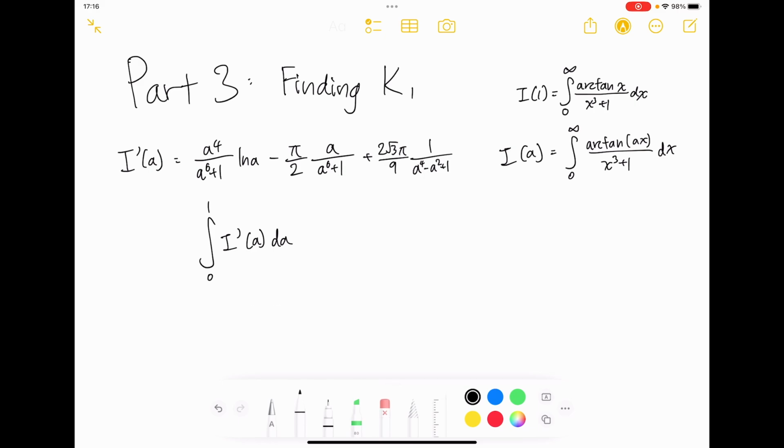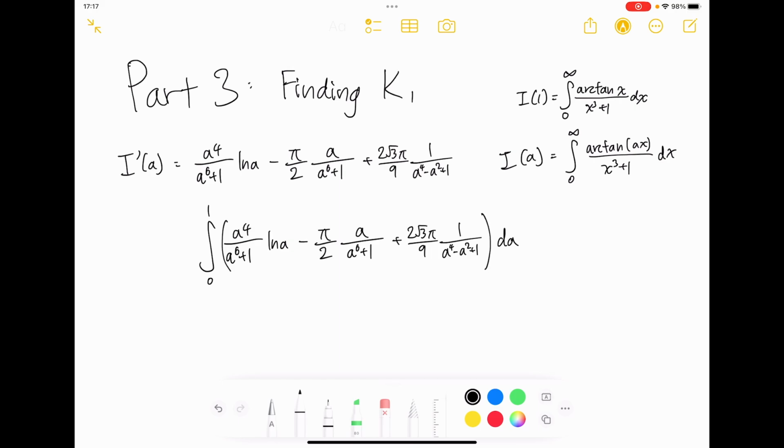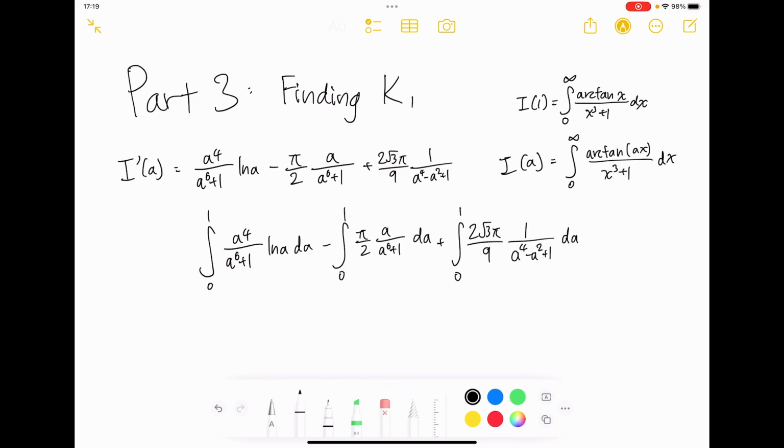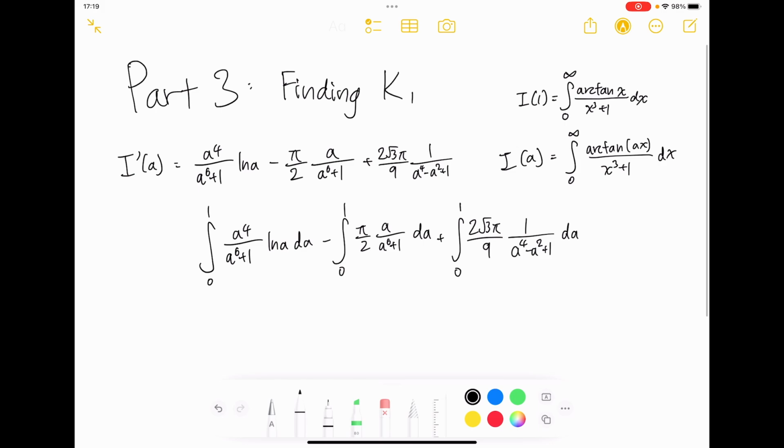So, first of all, let me substitute I prime of A into the integral. There we go. Now let's make use of the linearity of the integral operator and split this up into 3 integrals. There we go, it's split into 3. And now let's factor out these things to the front. Right, this is what we have. And this, remember, is equal to I of 1.